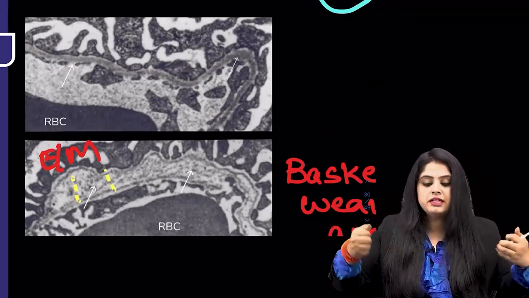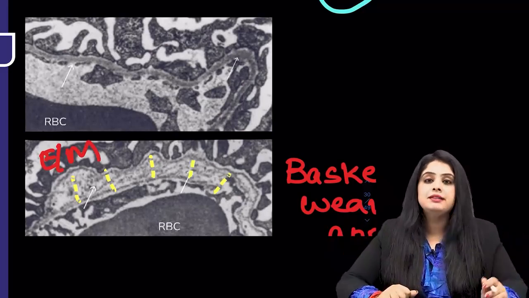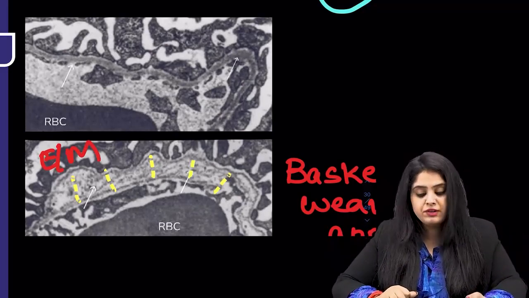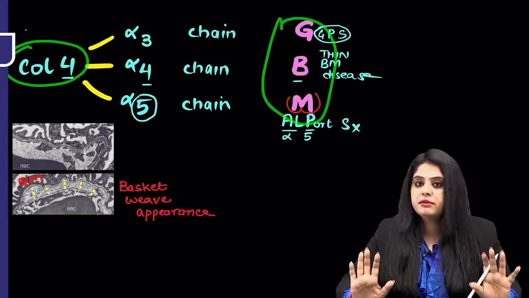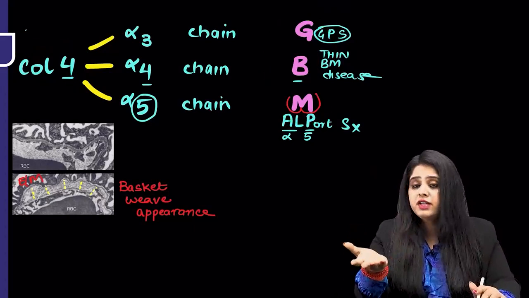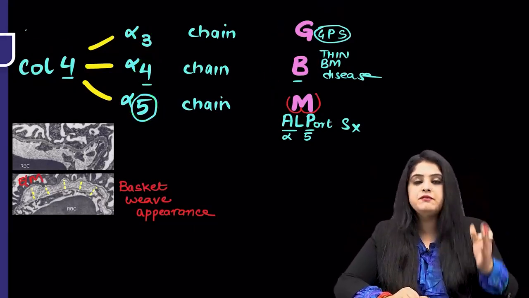It has a basket weave type of appearance, as if I pulled it and tore it apart. That is what the basket weave appearance is. So I'll repeat this concept again. When they say collagen 4 or glomerular basement membrane is affected, you will ask which chain. 3, 4 or 5, and then you will write GBM on one side, 3, 4, 5 on the other.